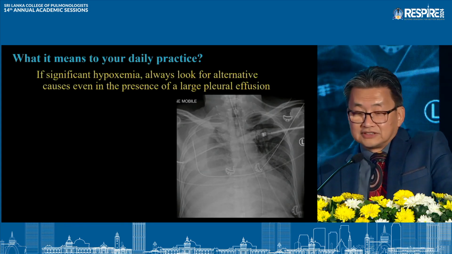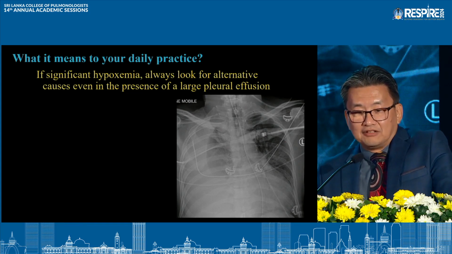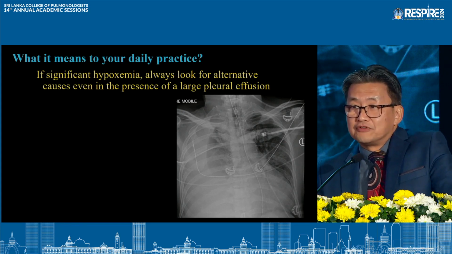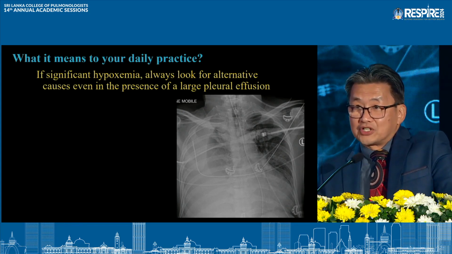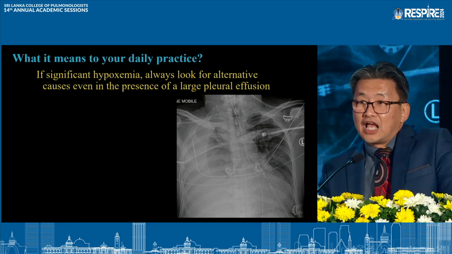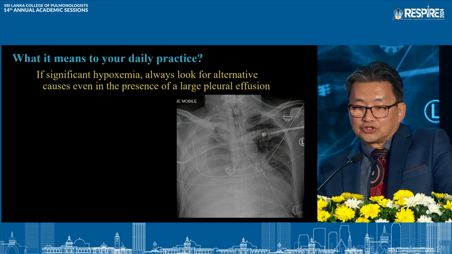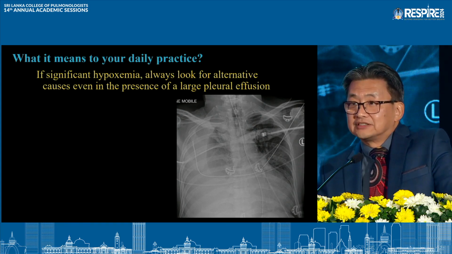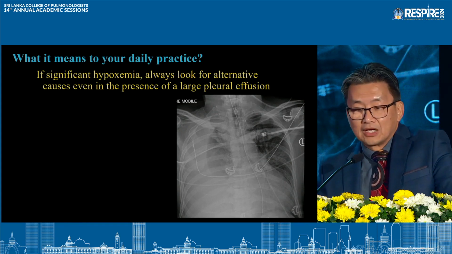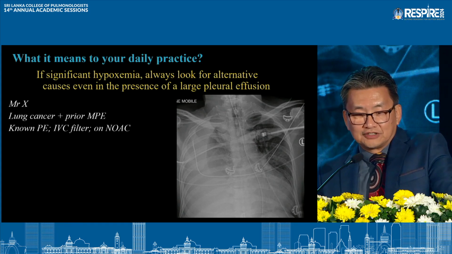This is an important slide. Every week, my fellows will be asked by other services to go and drain people's pleural effusions because the patients are hypoxic. If a patient has significant hypoxemia, it is not due to the pleural effusion. Always look for an alternative cause, even in the presence of a large pleural effusion. This is a real-life example. This patient is known to our service with lung cancer and prior malignant pleural effusion.